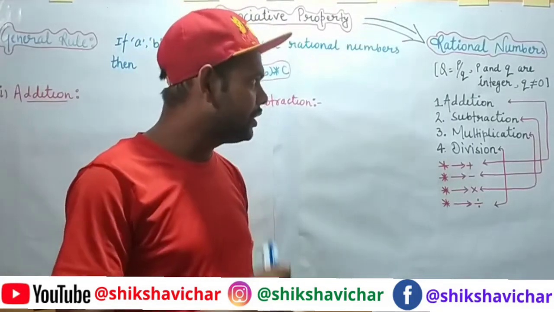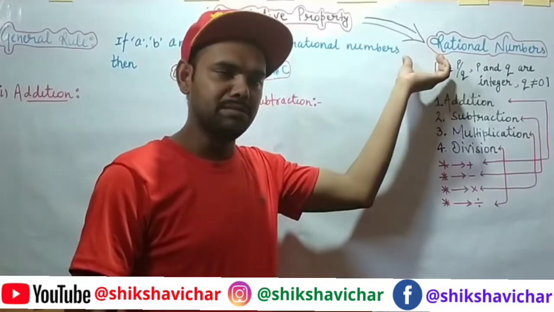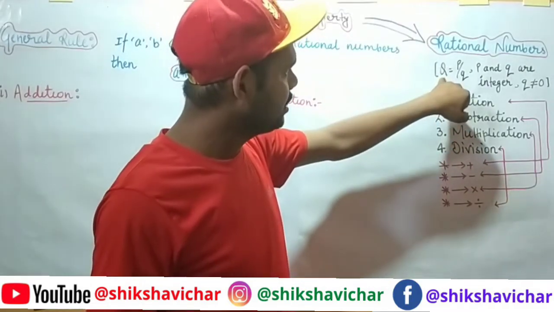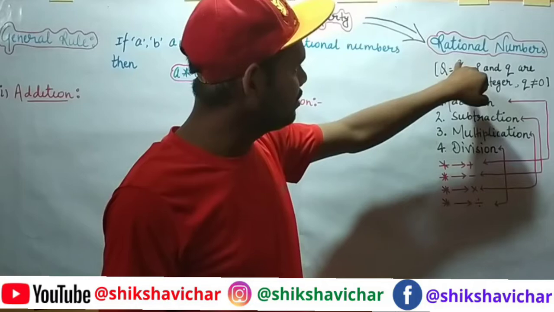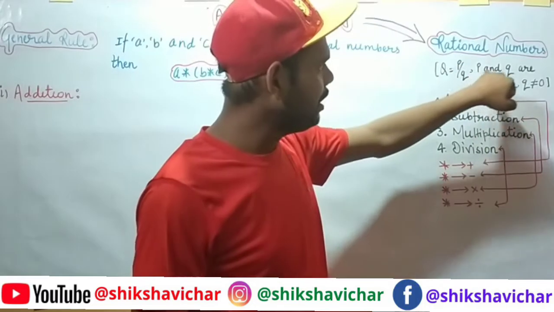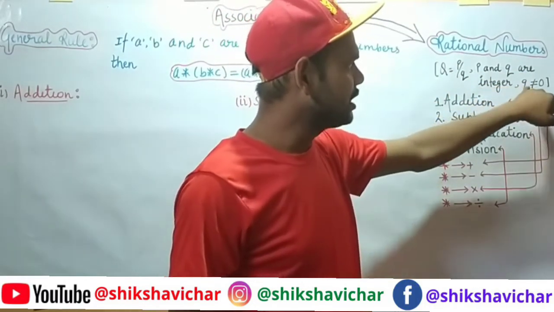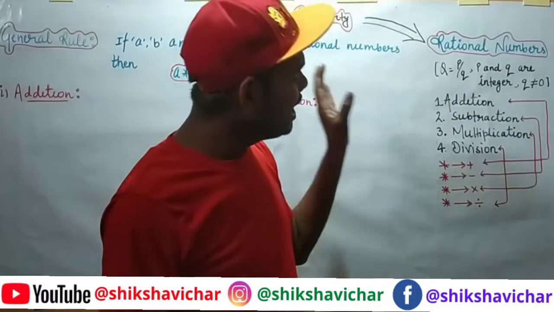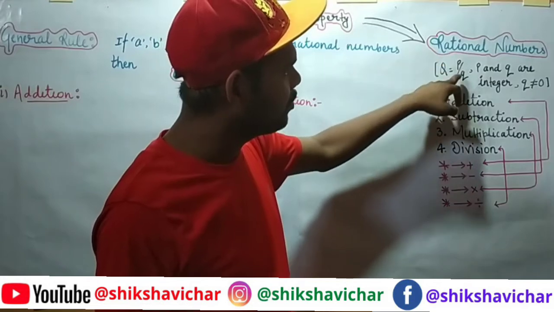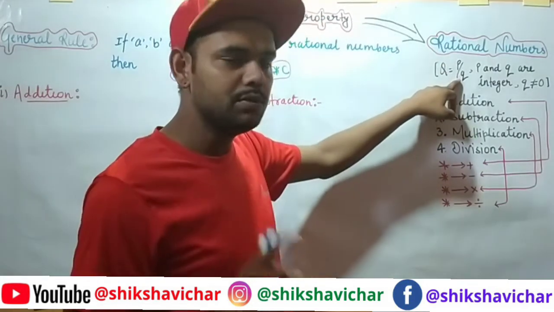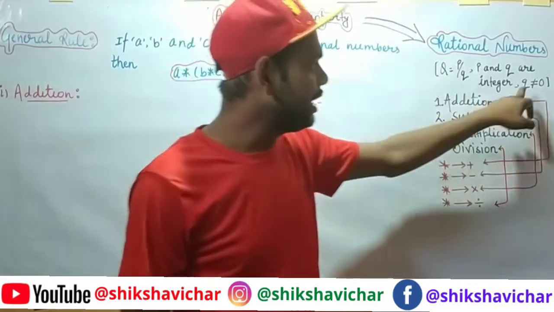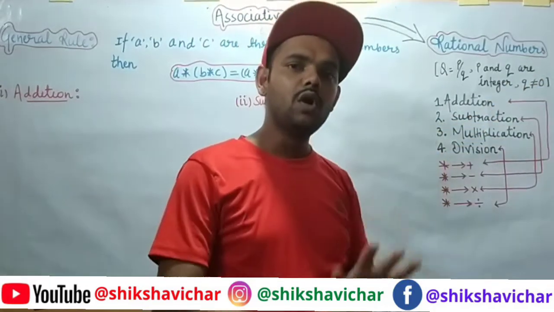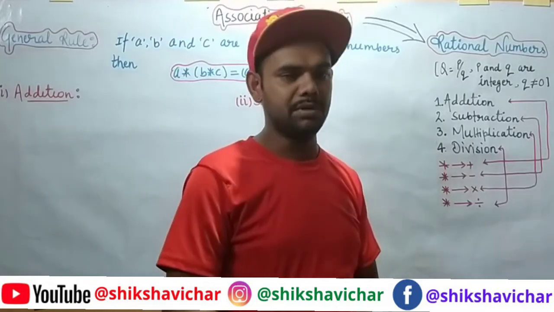First of all, we have to discuss what are rational numbers. Rational numbers in mathematics are represented by capital letter Q and given by p upon q, where p and q are integers and the condition is that q must not be equal to 0. Means any number which is of the form p upon q, where p and q both are integers and the denominator, that is q, is not equal to 0, then we say all those numbers are rational numbers.